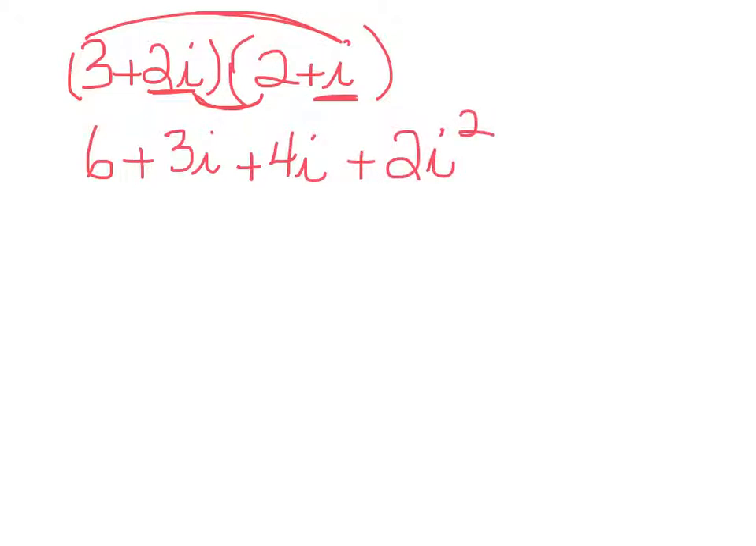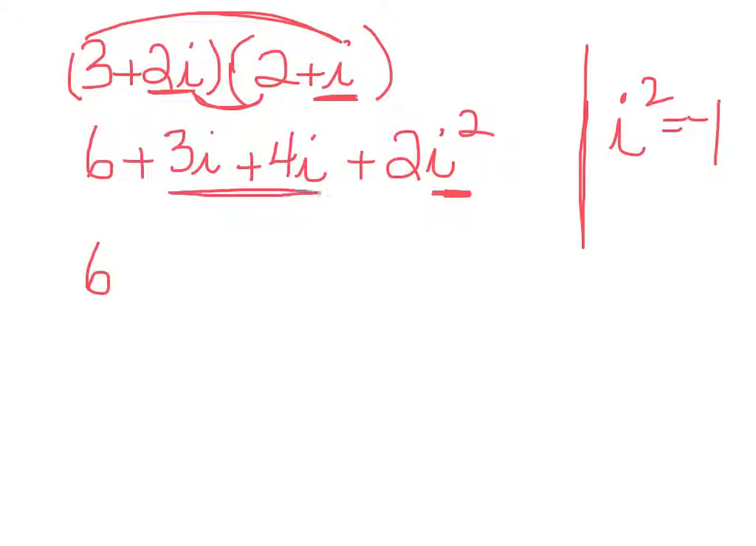squared. Now what you have to remember is, remember we talked about that i squared is equal to negative 1. So we're going to replace this i squared with a value of negative 1. So let's just keep going. So we bring down the 6. Now these two middle terms here are like terms, so let's add those, and that's going to be plus 7i.